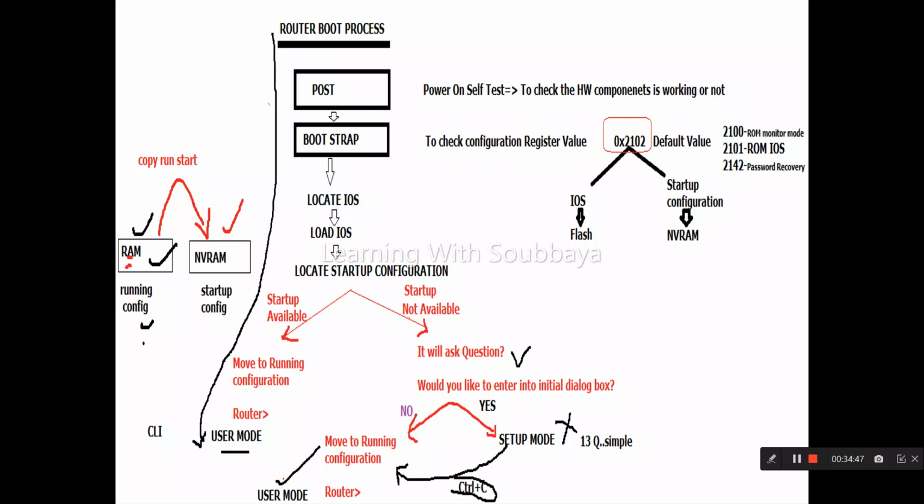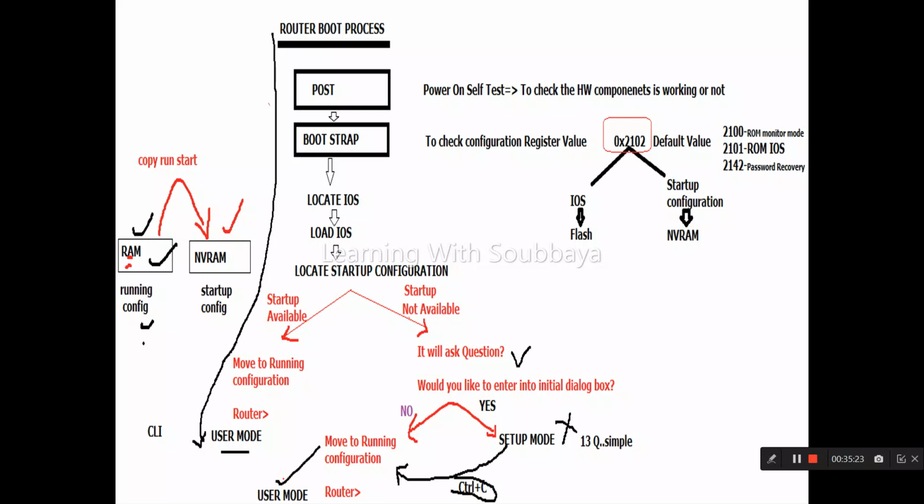So by default, 0x2102 represents that the IOS is available in the flash memory and the startup is available in the NVRAM. What will the first activity do? We have the IOS, next locating the IOS, then loading the IOS. That's the activity. It identifies where the IOS is located, so it locates the IOS and then loads it. The IOS has been loaded into RAM.